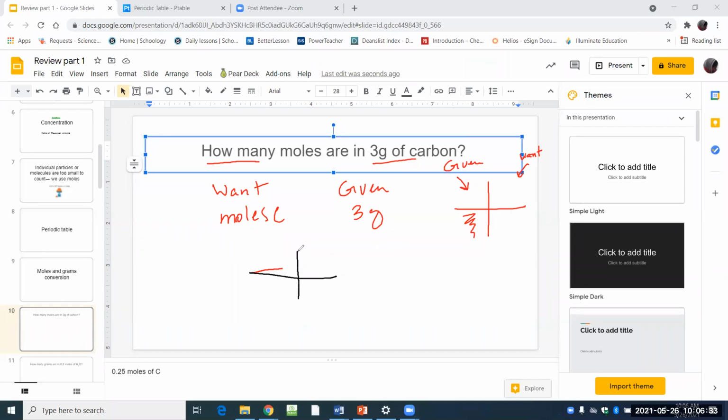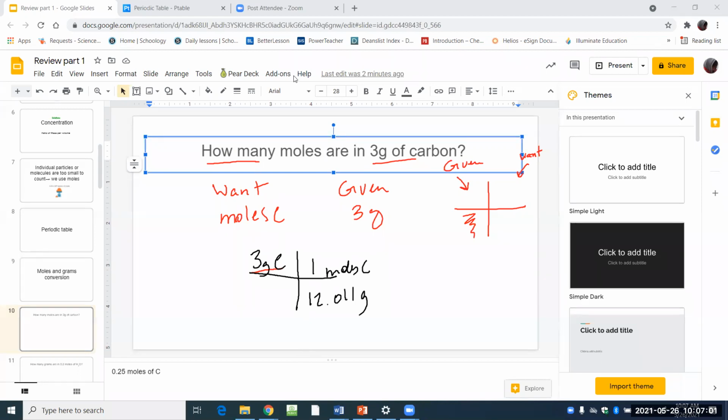Oops, can't draw a straight line for the life of me. So the given is 3 grams of carbon. What the problem wants is moles of carbon. That's what the problem wants. I need to find a conversion factor here. As I said when I showed the periodic table, 1 mole of carbon weighs 12.001 grams.